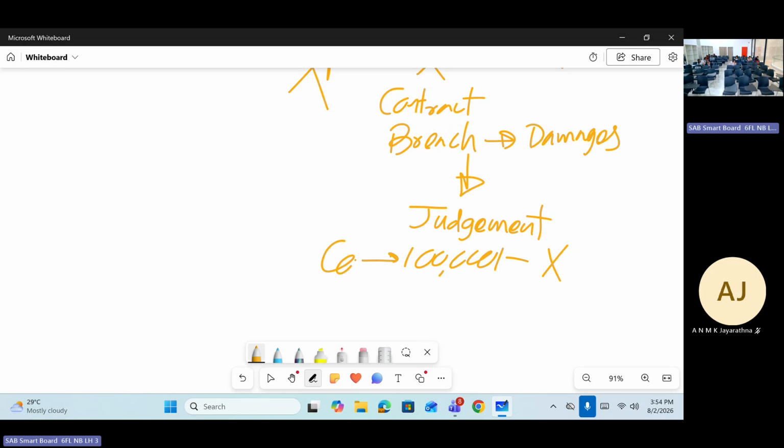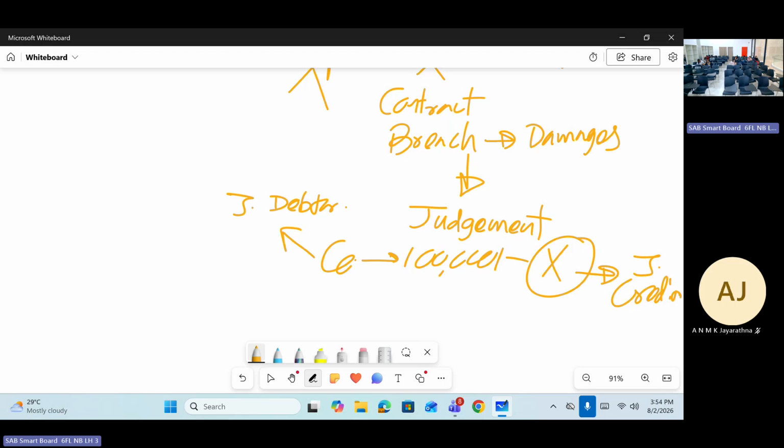So after the judgment, we can identify this X as a creditor. Actually, here we name X as, after judgment, X is named as judgment creditor. And the company is treated as judgment debtor.